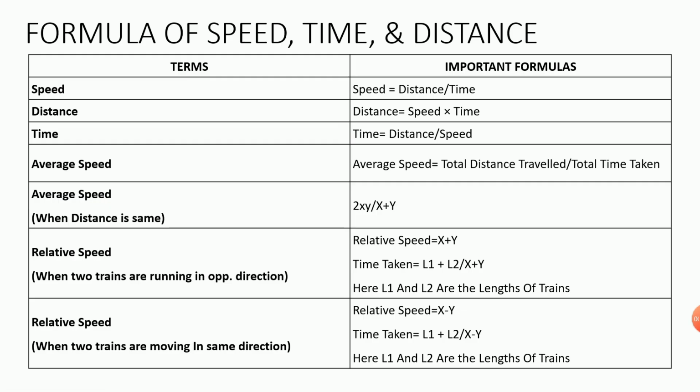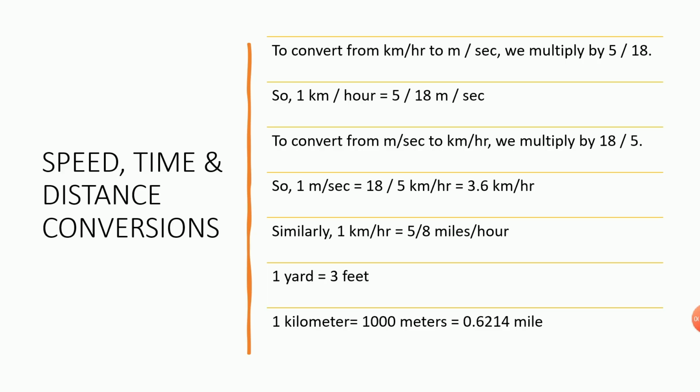Moving on, speed, time and distance conversions. Here I want you guys to remember something. If you have attended any previous aptitude class or any book, they will simply say that to convert kilometer per hour to meter per second, multiply by 5/18. And for the reverse, vice versa: to convert meter per second to kilometer per hour, we need to multiply by 18/5.